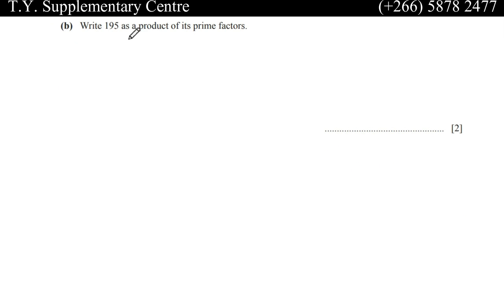Write 195 as a product of its prime factors. Now we want to write 195 as a product of numbers, but those numbers should be only prime numbers, meaning it should be prime numbers which can divide 195. So you can do that using a factor tree like this. So this is what you do. First, let's list a few prime numbers here. It's 2, 3, 5, 7, 11 and so on.